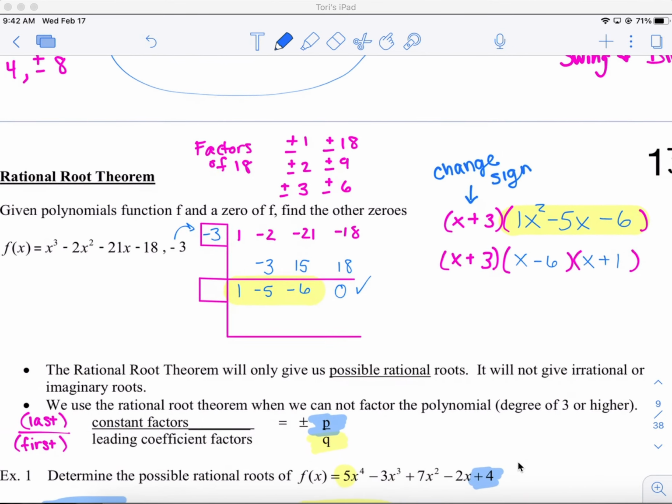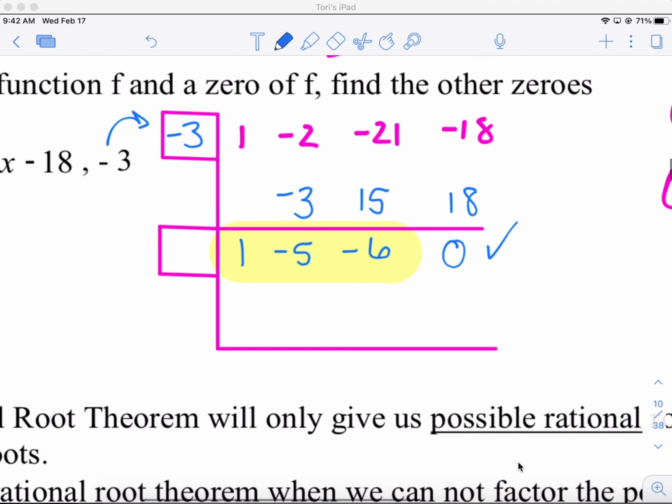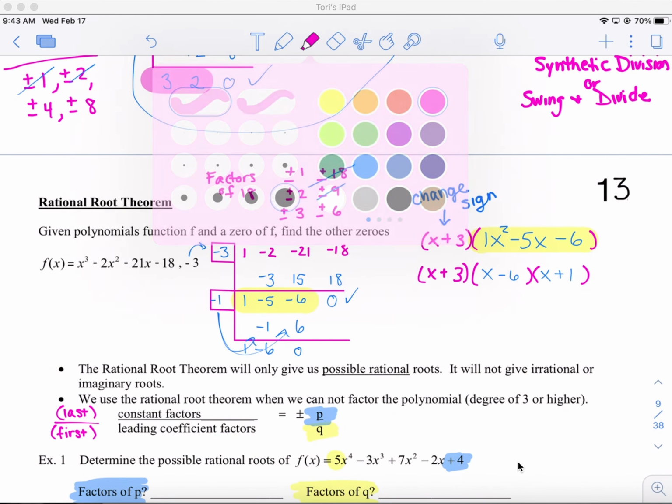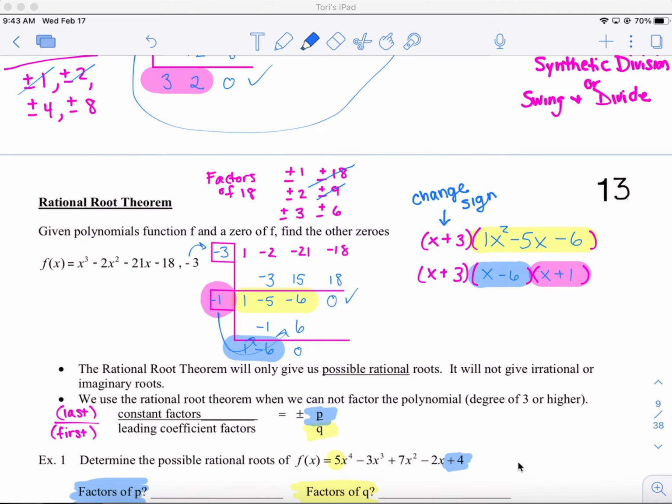But if I did not know that, then I would start at the top and do a 1. I would say, all right, now my last number is a 6, which means I don't need to check 18 or 9 anymore. I would start with 1, and I would check him. Start with 1, multiply around is 1, add together makes negative 4, multiply, nope, that's not going to work. I would try a negative 1, multiply around gives me negative 1, that makes negative 6. Multiply around gives me positive 6. So right here, I already know that 1 worked, so I would change the sign, and I know that my answer is x minus 6.